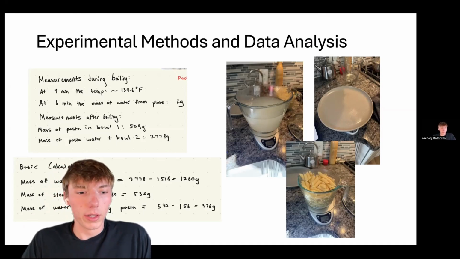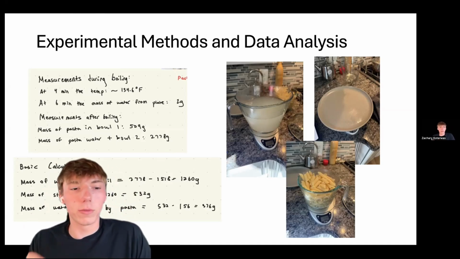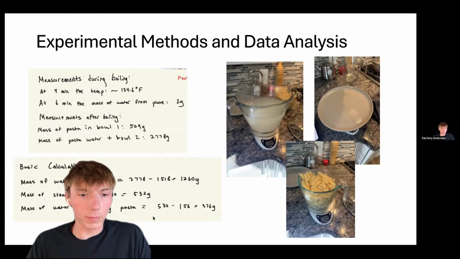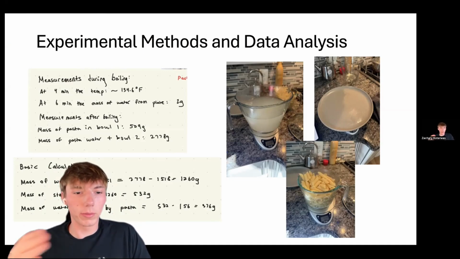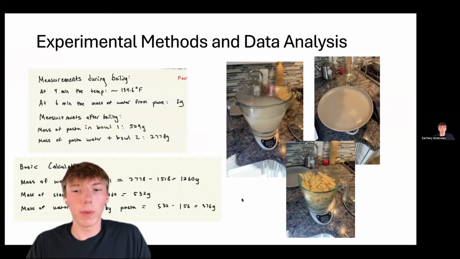I used the mass of water, which was 1,792 grams, and subtracted that from the mass of the cooked water to get 532 grams, which showed me the mass of the steam. And this bottom calculation shows the mass of water absorbed by pasta. So I took the mass of 532 grams, which is the mass of steam, and subtracted it from the mass of dry pasta, shown in this picture, to get 376 grams, which shows the amount of water that was absorbed by the pasta during the cooking of 8 minutes.